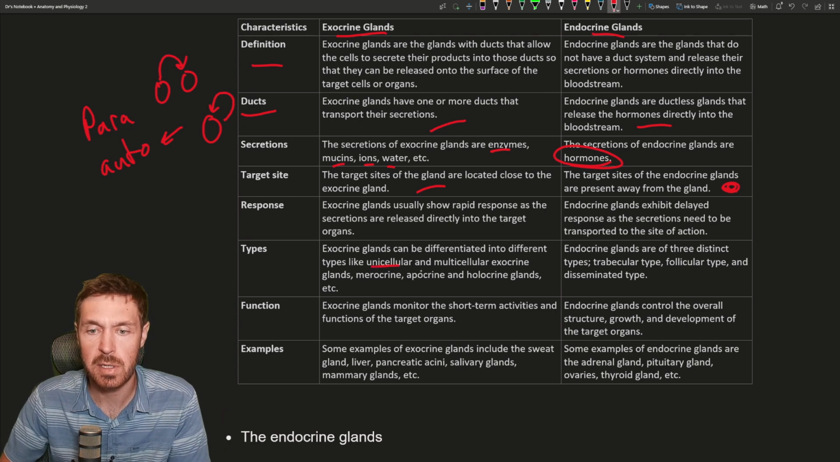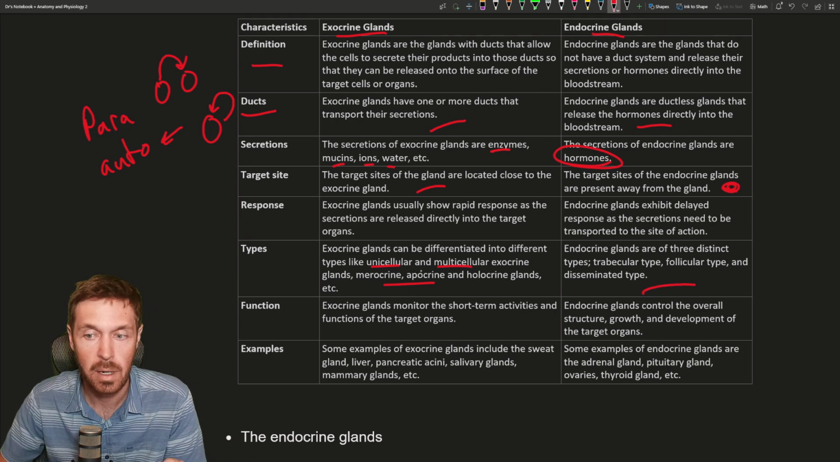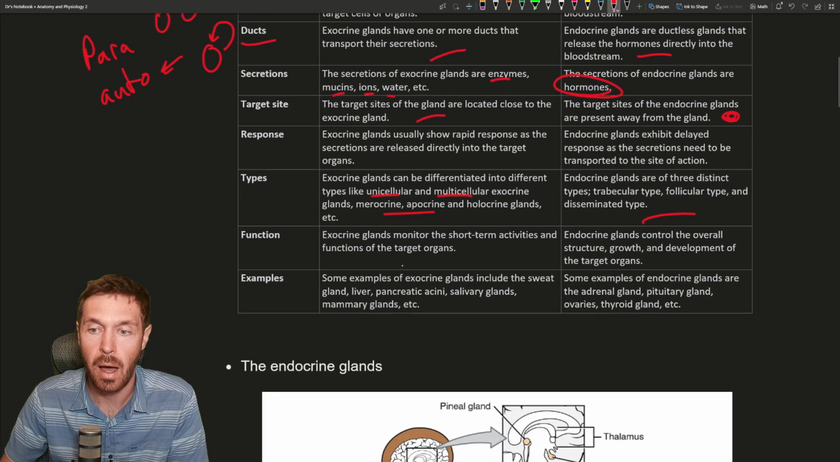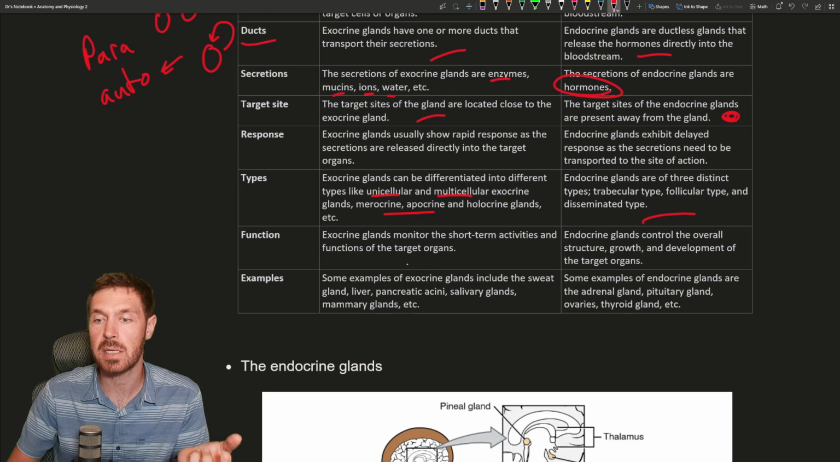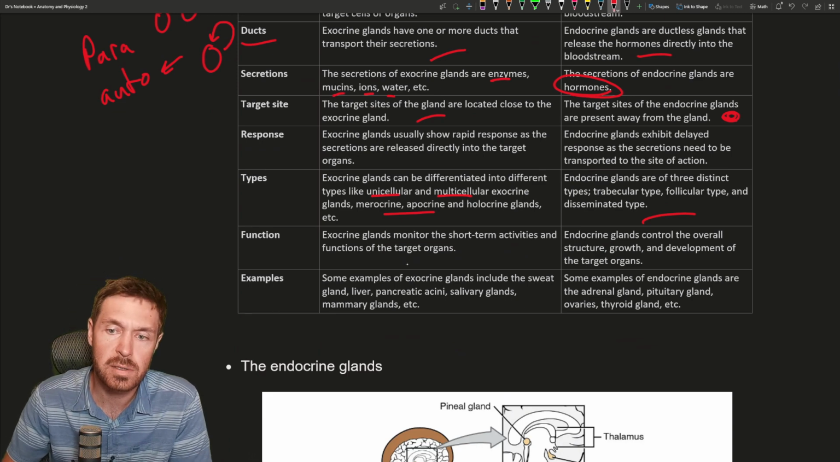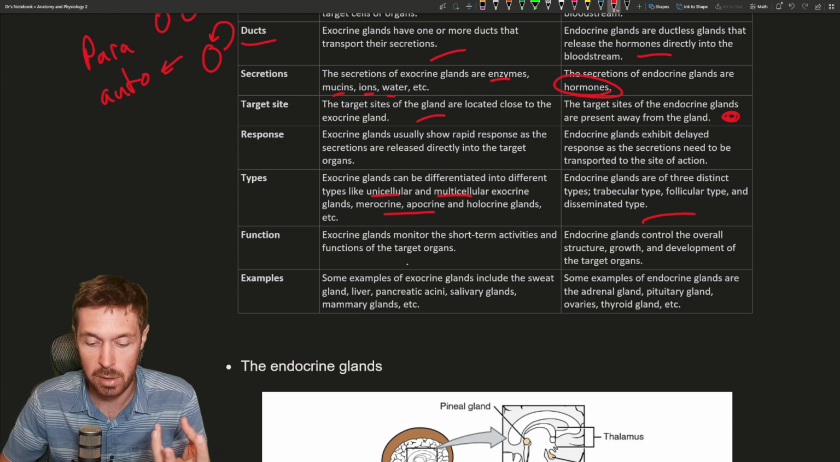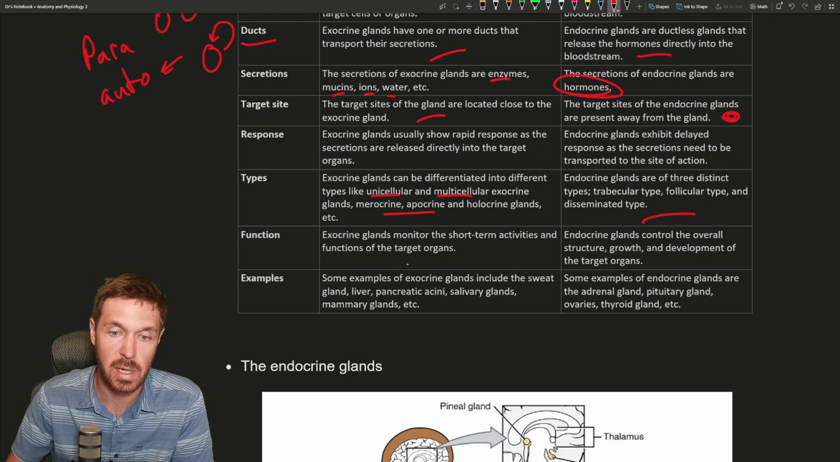And so here there can be unicellular or multicellular ones, and they have different modes of secretions, which we didn't talk about too much. And then here, this is just how they are arranged: trabecular, follicular, or disseminated. Don't worry about the types here, that's just part of the table. And then mainly the key is that endocrine is doing homeostasis. Now, exocrine is doing some homeostasis, like for temperature regulation and sweating, because sweat glands are an exocrine gland secretion. But endocrine is mainly looking at blood pressure, that sort of large level homeostasis.